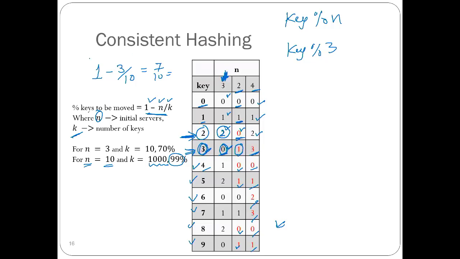And guys, don't get misled by this. It is not consistent hashing. This is normal hashing. Consistent hashing we will see very soon. So we need a better solution, and that takes us to consistent hashing.